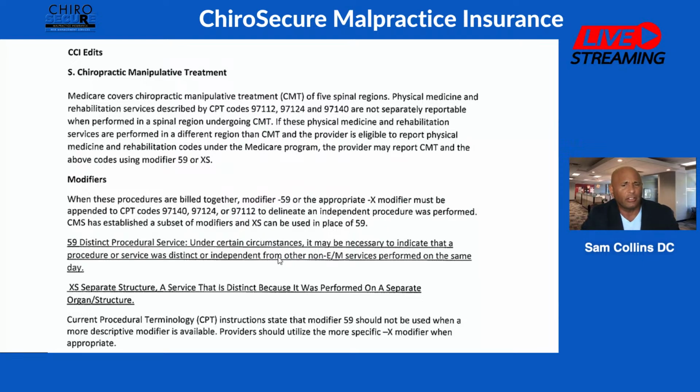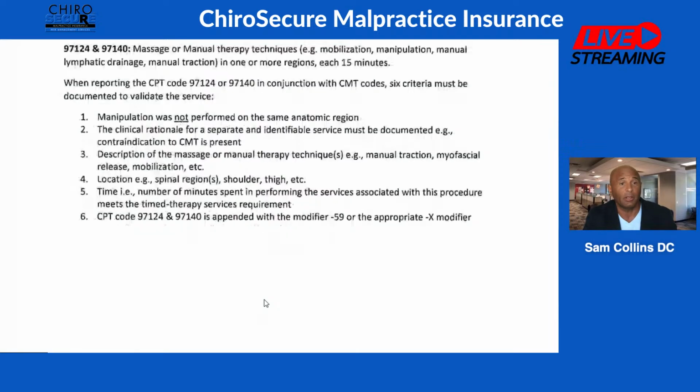Now, 59 is a little less specific. It just says it may be necessary to indicate a procedure or service was distinct. Where XS gets a little bit more specific, that it was a separate organ or structure. Technically, the XS is better because it indicates more the separate region. Frankly, in many ways, it doesn't matter, so long as you have one or the other to indicate separate. But the big issue is, did you do it to a separate region? It's not so much that it's a separate service, but it has to be a separate region. That's what the 59 or XS means.